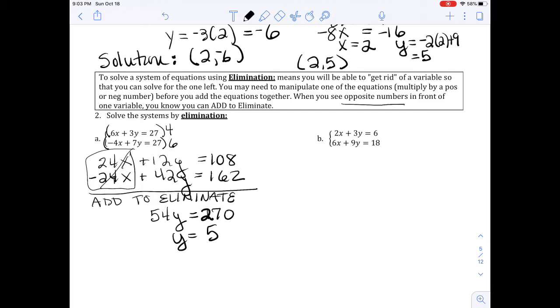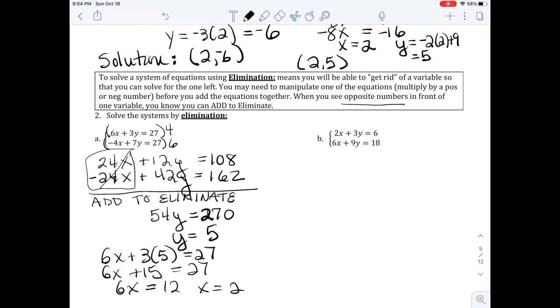Now we're going to take that y value and substitute it back into either equation to determine x. So 6x plus 3 times 5 equals 27. 6x plus 15 equals 27. 6x equals 12. X equals 2. So my solution is 2, 5. And you do write the solution x, y.